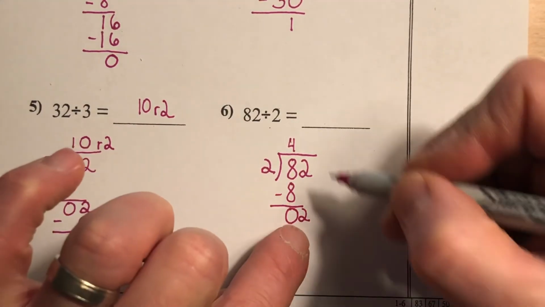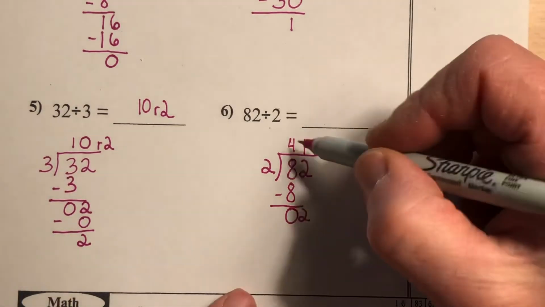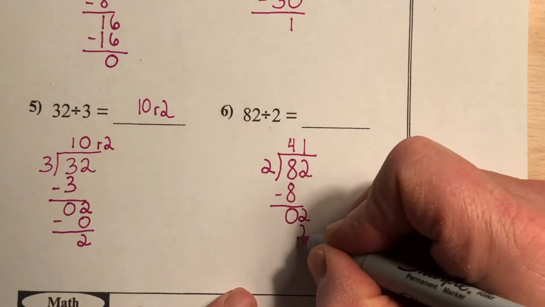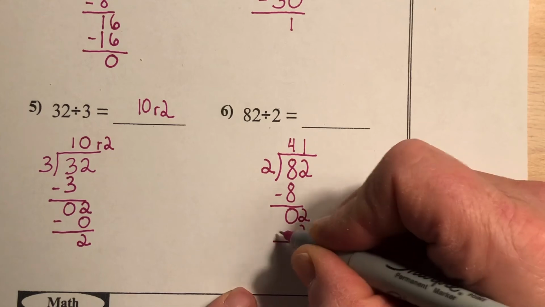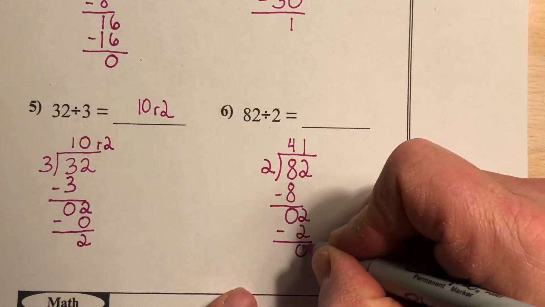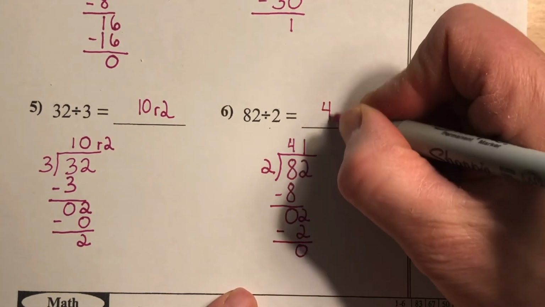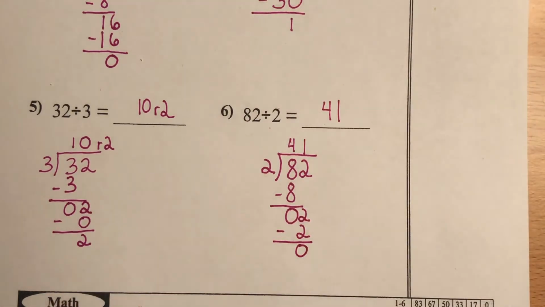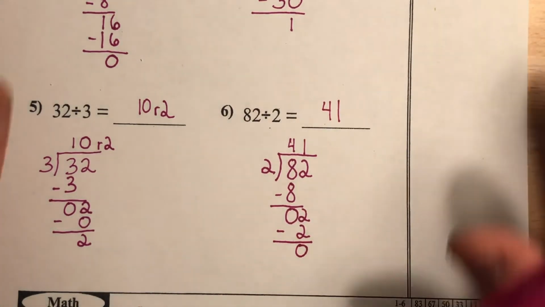2 fits into 2 1 time. 1 times 2 is 2. I subtract, I get 0. My answer is 41. And that's that. Okay, that's all the work we have to do today.